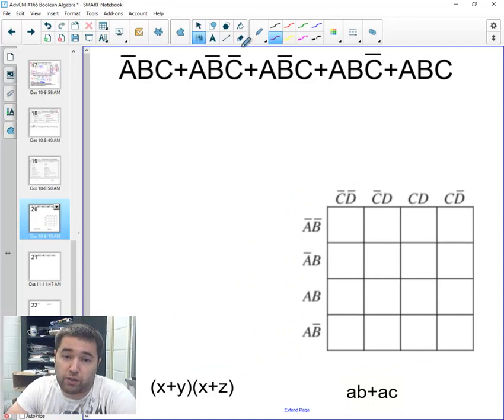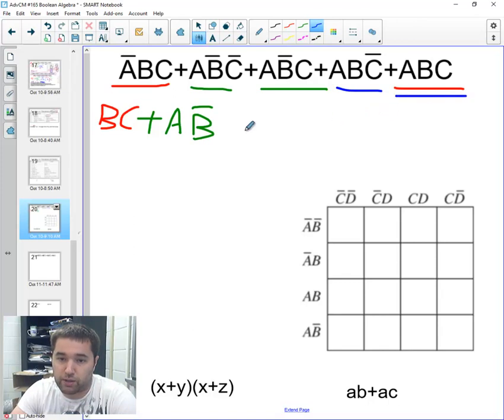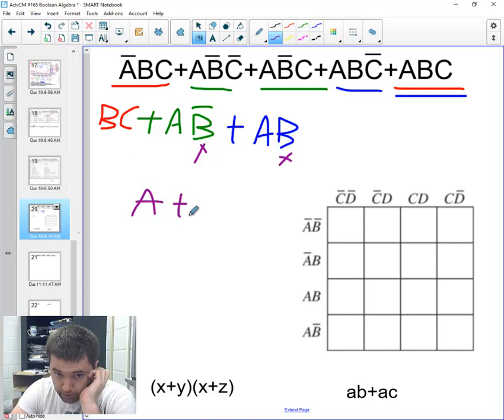Okay, what you should have gotten was not A B C combines with A B C to give me BC. A not B not C combines with this one, which is A B not C. And the last one, A B not C, combines with A B C to give me AB. B's cancel out. I'm left with A plus BC.